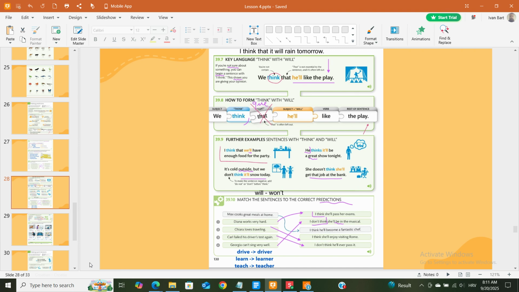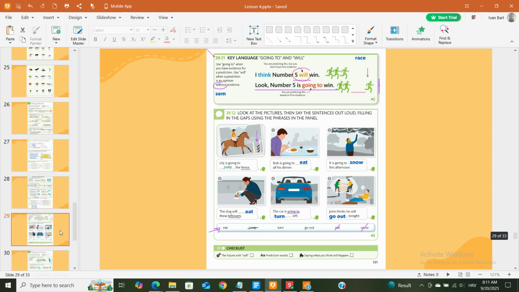39.11 Key language: going to and will. Use going to when you have evidence for a prediction. Use will when a prediction is an opinion without evidence. You are predicting this, but you don't have firm evidence. I think number 5 will win. Look, number 5 is going to win. You are predicting this, based on firm evidence.